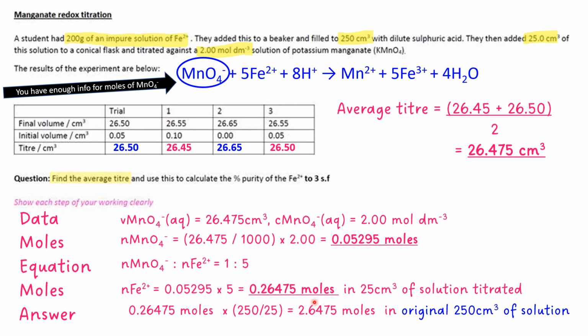So obviously this value here, 2.6475 moles, is in the original 250 cm³ of solution. If you remember right back to the very start, that's what the solid was dissolved in. And we're interested in how much iron is in that sample. So that's where you get credit in terms of marking points, because each one of those things that we did at those places is actually a new piece of processing.